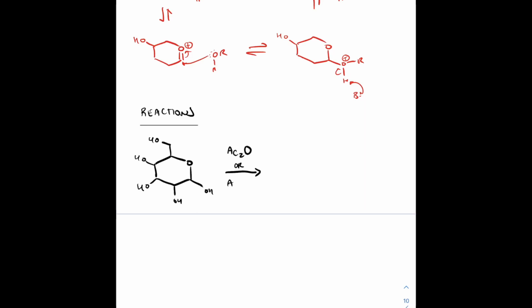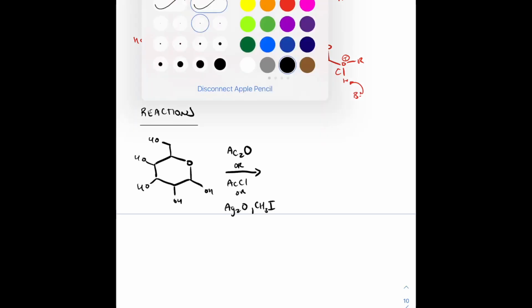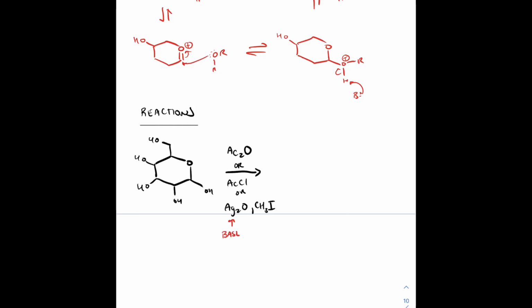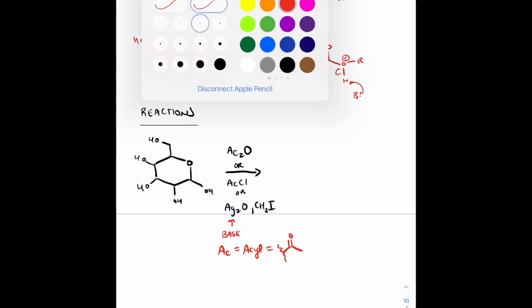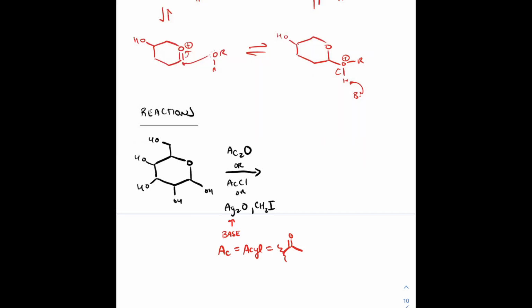So Ac2O is an acetic anhydride. AcCl is acetyl chloride, and then silver oxide and methyl iodide. We've seen those before, and we know that silver oxide is a base. And I'm just going to draw that structure for you. The Ac is the acyl or acetyl, and it's just a carbonyl group with the methyl on there.